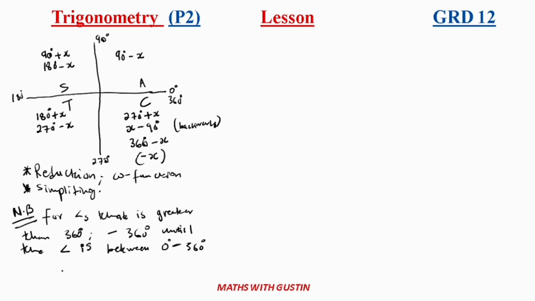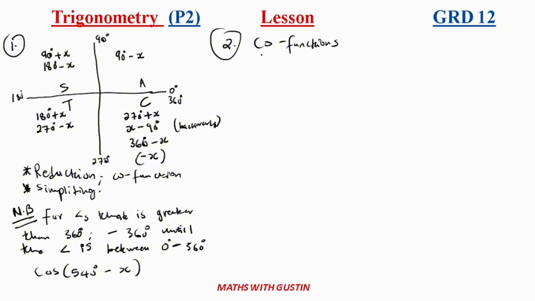Because sometimes they will give you something like this, guys. They will say cos 540 degrees minus x. So what you do, you must minus 360 here until your angle lies between 0 and 360. All right, and that's how you would deal with that one. Okay, so that's it on the CAST diagram. So the second thing that you need to know here, let's call this number 1. Now the second thing that you need to know on trigonometry is what is known as cofunctions.